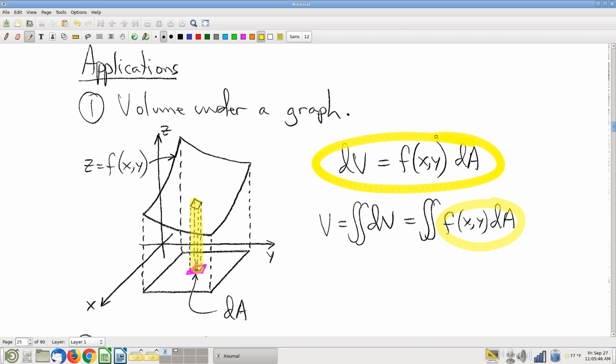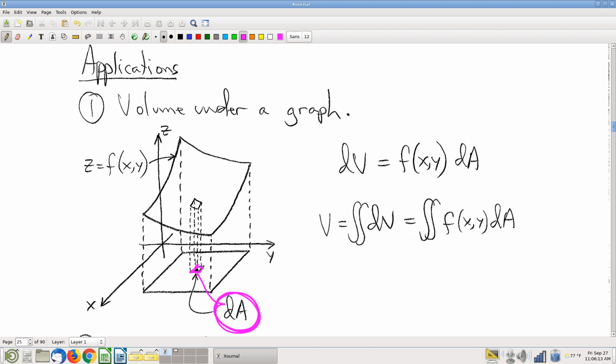Look at that amount of volume sitting over just that one piece, and then add up over all of the different pieces. Right? So now what is that amount of volume that we have there sitting over that one little piece of area? Well, how much area do I have here? That little piece of area, I'm just going to call that dA.